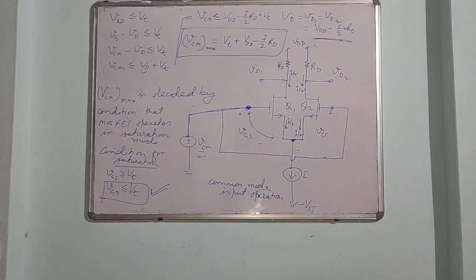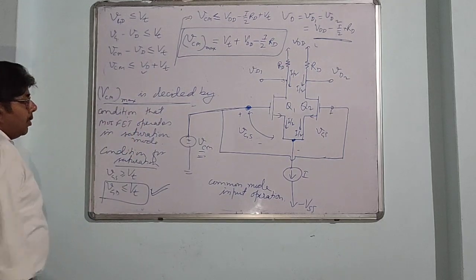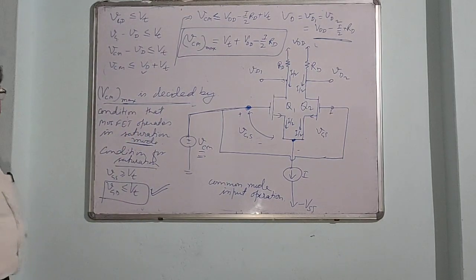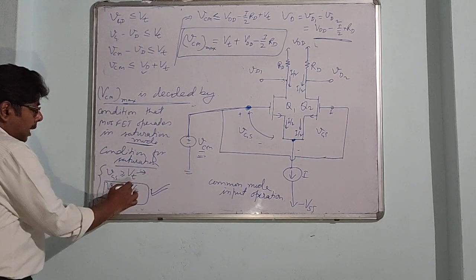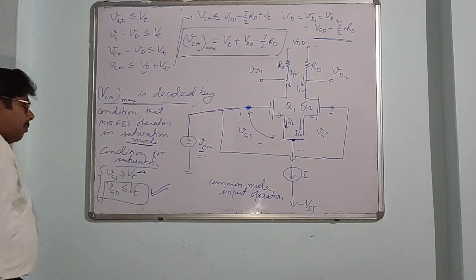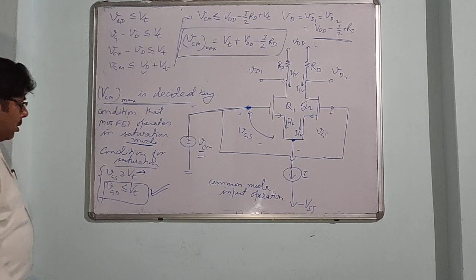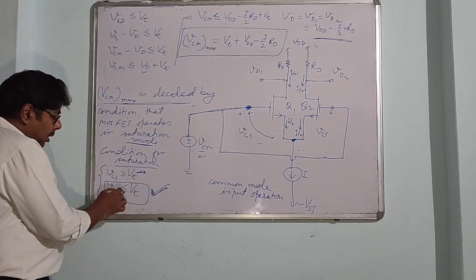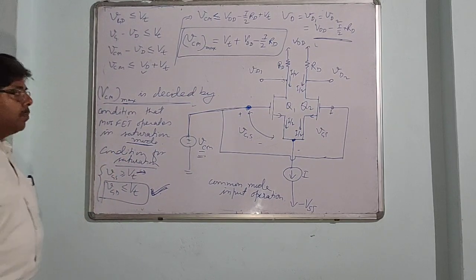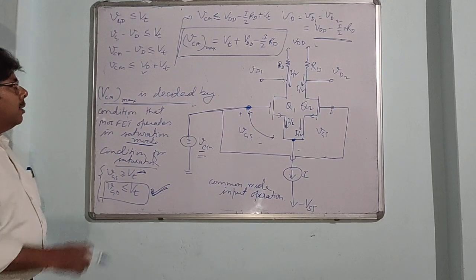So the main thing is that the maximum is decided by the saturation mode condition. This is common for triode and saturation, the minimum required condition. VGS must be greater than or equal to VT, but VGD is less than VT for saturation, and VGD is greater than or equal to VT for triode region operation. So we have two regions of operation for MOSFET. Here the transistor must operate in saturation mode, and this is the condition.